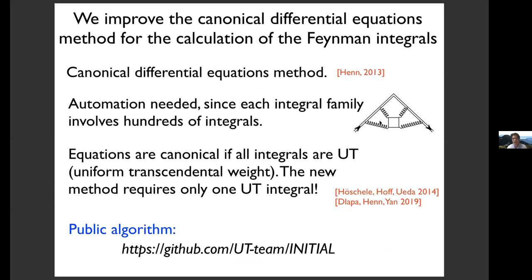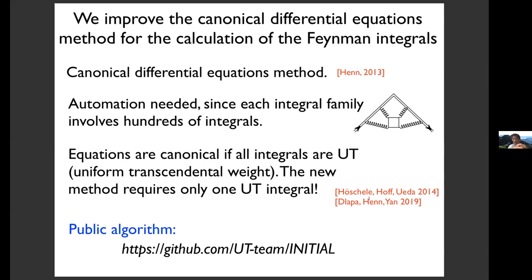And so in the course of the project, we decided to actually develop a new method, or to expand on previously existing methods by those authors, so that we could have this higher degree of automation. And roughly speaking, the idea is the following. When you have integrals that have uniform transcendental weight, so if all of your, let's say 500 integrals have that property, then you get these simple canonical differential equations, and that's great.